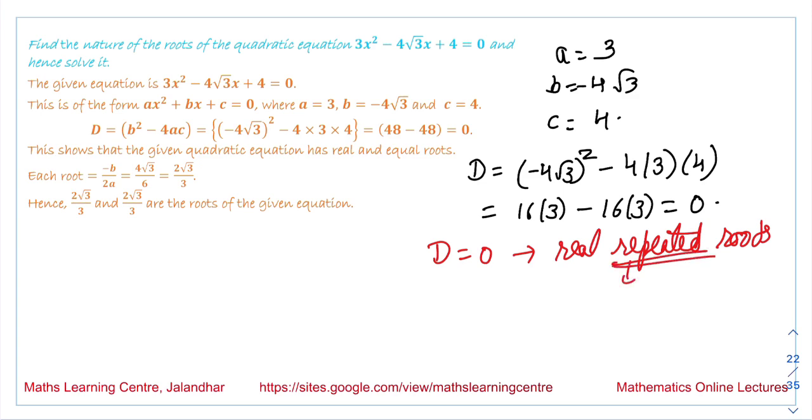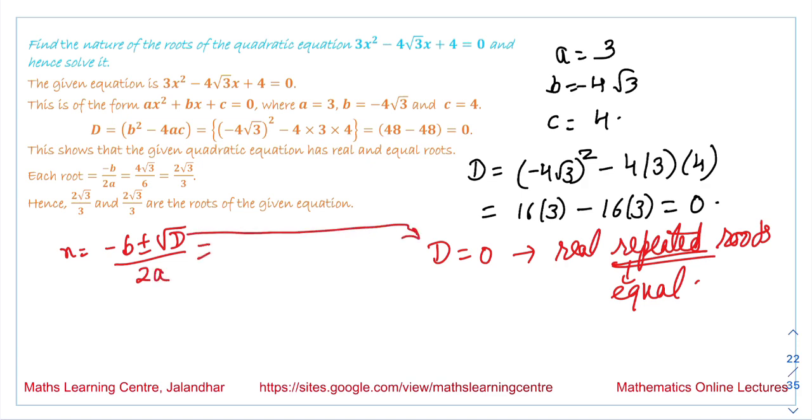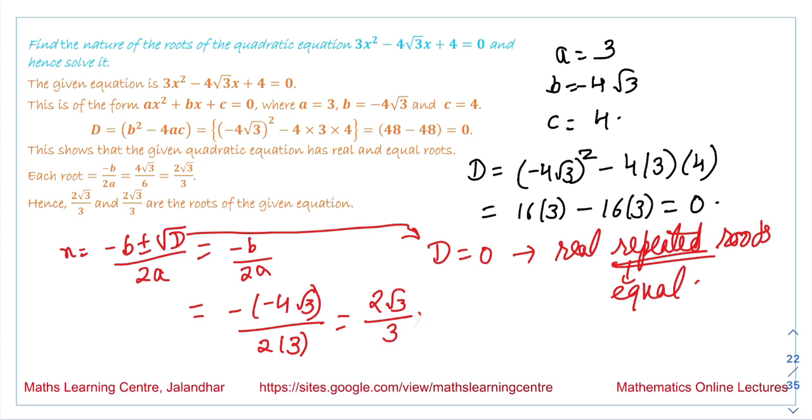You can say it is a repeated root, or you can say they are equal roots. The formula for the roots is x is equal to minus b plus minus square root of d over 2a. The value of d is 0, so it is minus b over 2a. So it is minus of minus 4 root 3 over 2 into a, so it is 2 root 3 by 3 and 2 root 3 by 3. So there are two roots, and both of these are repeated roots.